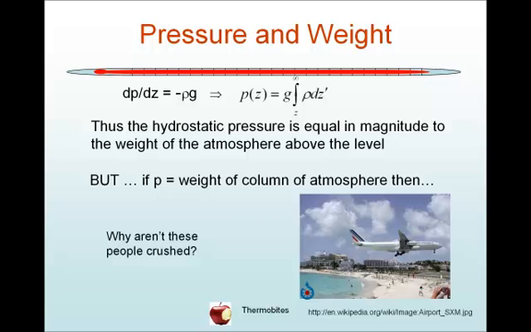Now, dp/dz is equal to minus ρg means that the pressure at a height z is equal to g times the integral of ρ dz', where we've used z' as a dummy variable, from z to infinity. So the hydrostatic pressure is equal in magnitude to the weight of the atmosphere above that level, as I stated earlier. But if the pressure is equal to the weight of the column of atmosphere above, then in the situation shown here, when a plane flies overhead, why aren't people crushed? Go away and have a think about that.